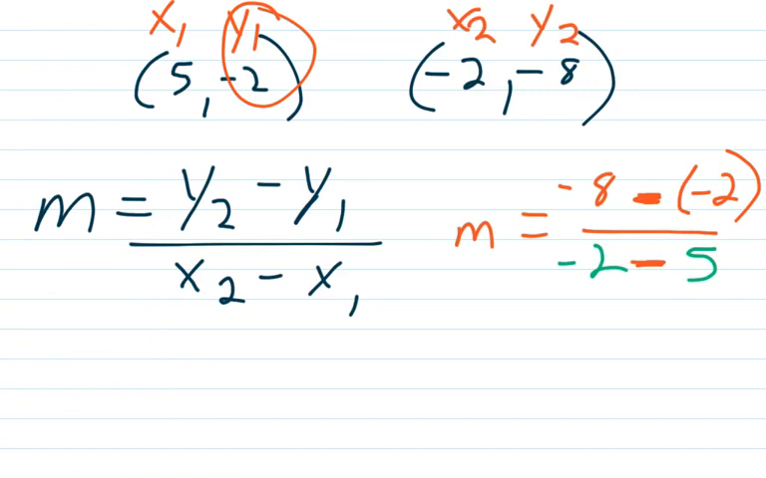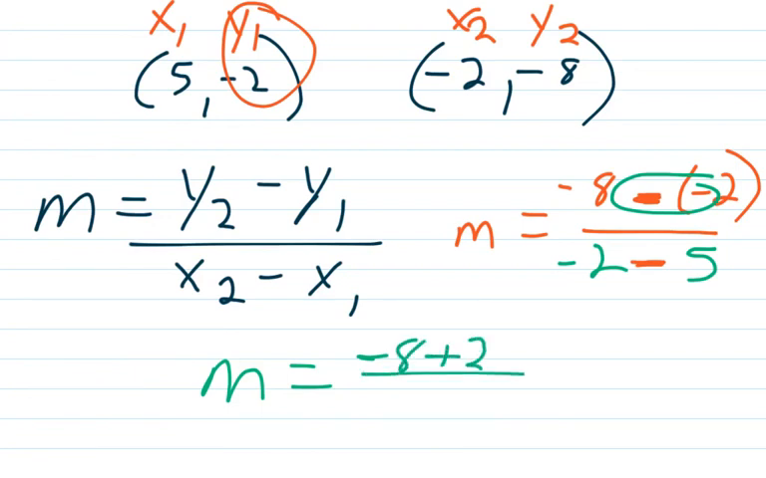Now we do our math. So I'm going to rewrite the m. In the numerator, these 2 negative signs make a positive, so it actually becomes -8 plus 2 because we're adding the opposite. Okay? Then we still had -2 minus 5. So in the numerator, we get -6. In the denominator, -2 minus 5 is -7.